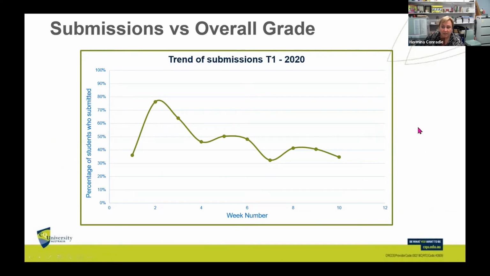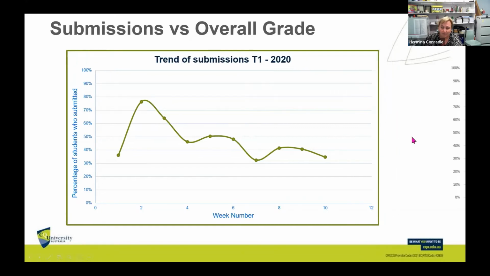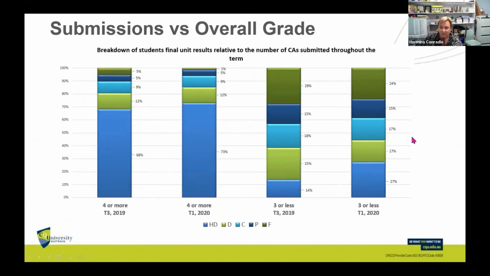A regression analysis was used to determine the relationship between the number of consolidation activities submitted as the independent variable and the final grade in the unit as the dependent variable. In both terms, the p-value, which was smaller than 0.05, suggested a significant correlation between the number of consolidation activities submitted and the final grade in the unit. This correlation can easily be seen in the following graphical presentation.